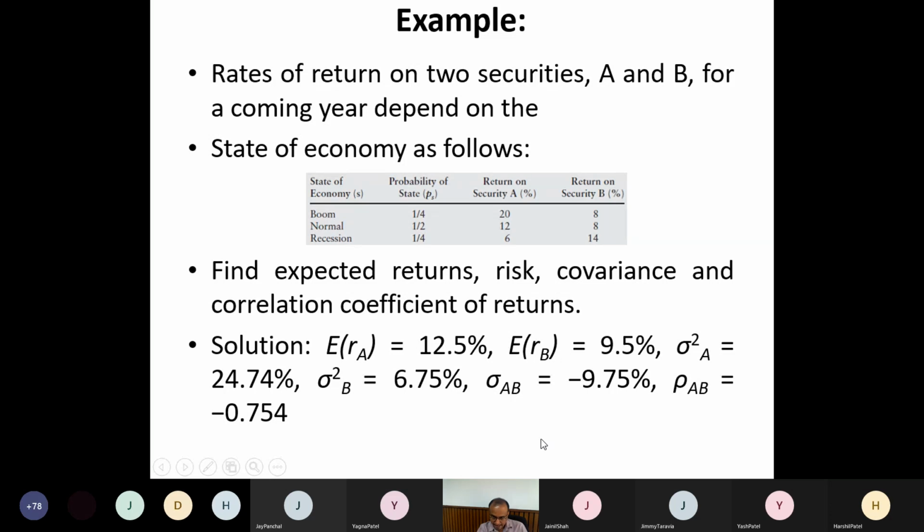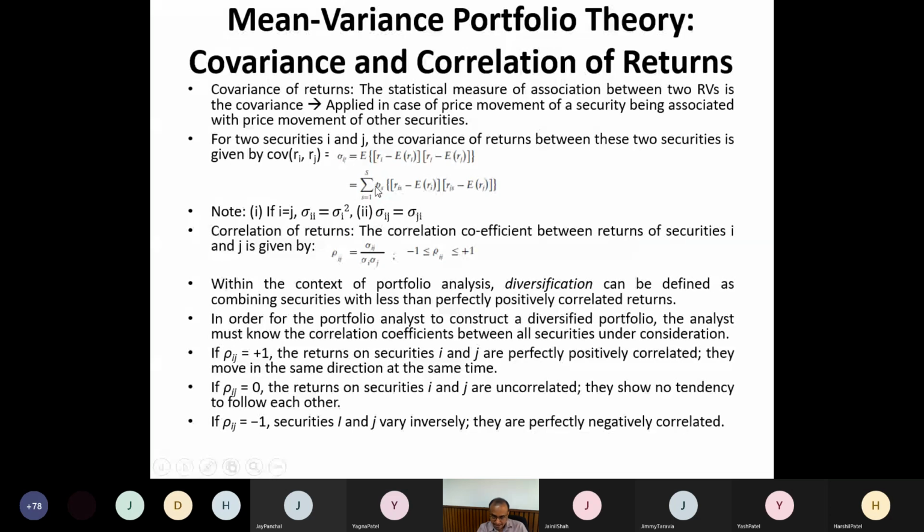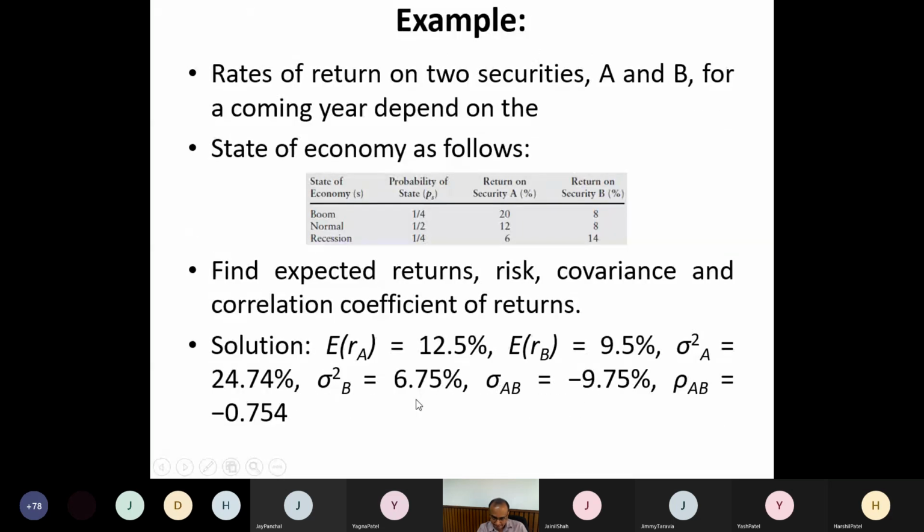Then you can find sigma AB using this formula. PS is known, then RAS minus E of RA multiplied by RBS minus E of RB. E of RA and E of RB are known, and RA and RB are given under three conditions for S equal to 1 to 3. So you can substitute the values and calculate this summation, and you will find there is a negative covariance. And from this you can find the correlation coefficient rho AB equal to sigma AB divided by sigma A into sigma B, and that will come to be minus 0.754.